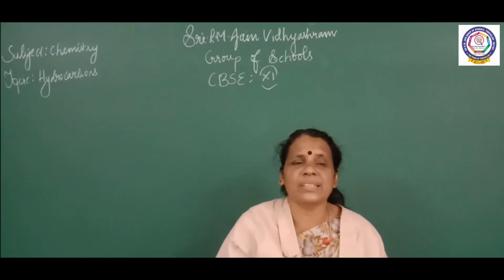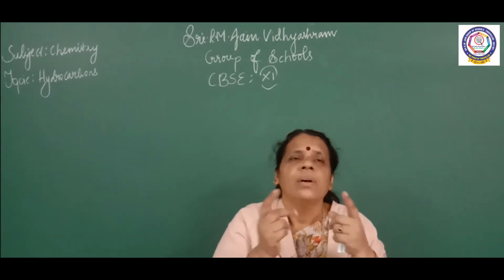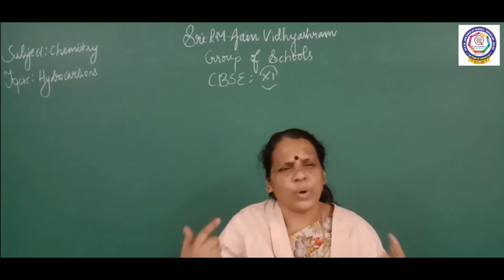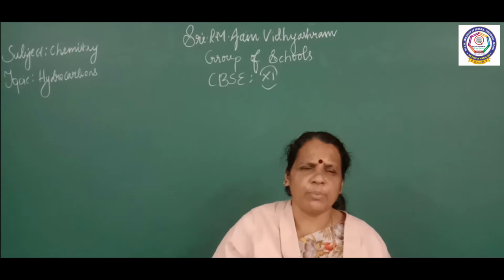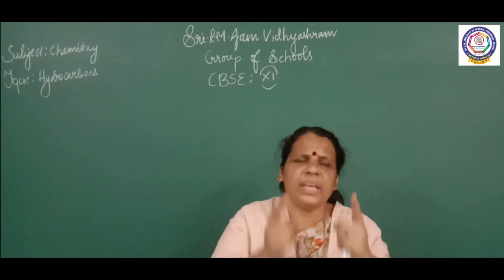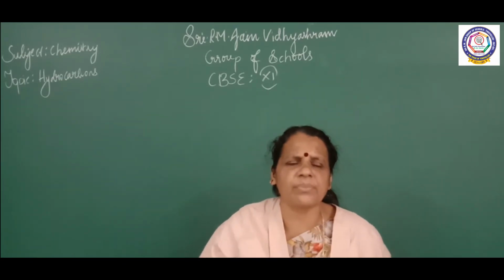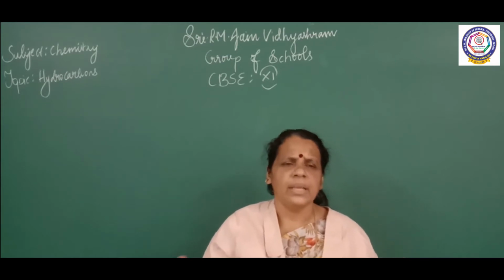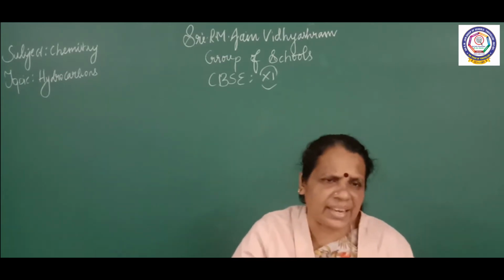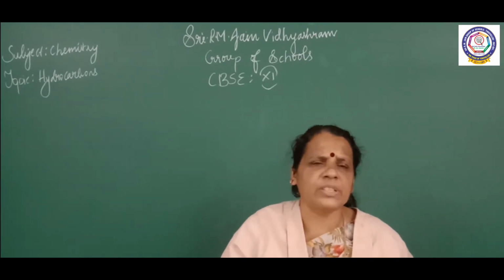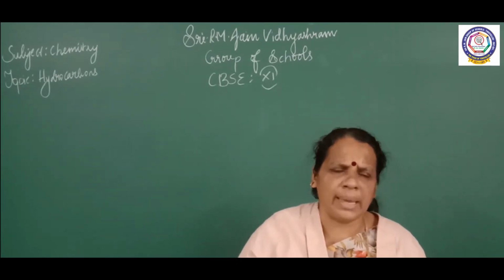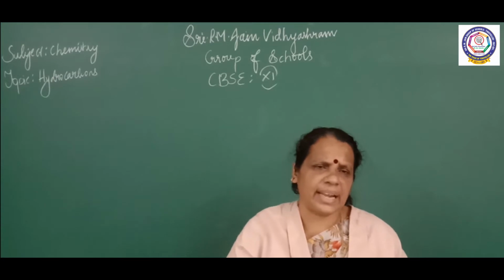decarboxylation. What is decarboxylation? Decarboxylation, removal of carbon dioxide. Why? How we are going to remove this carbon dioxide? From where we are going to remove this carbon dioxide? From the sodium salt or potassium salt of carboxylic acid by using soda lime mixture. When sodium or potassium salt of carboxylic acid is heated with soda lime. What is soda lime? A mixture of sodium hydroxide and calcium oxide.